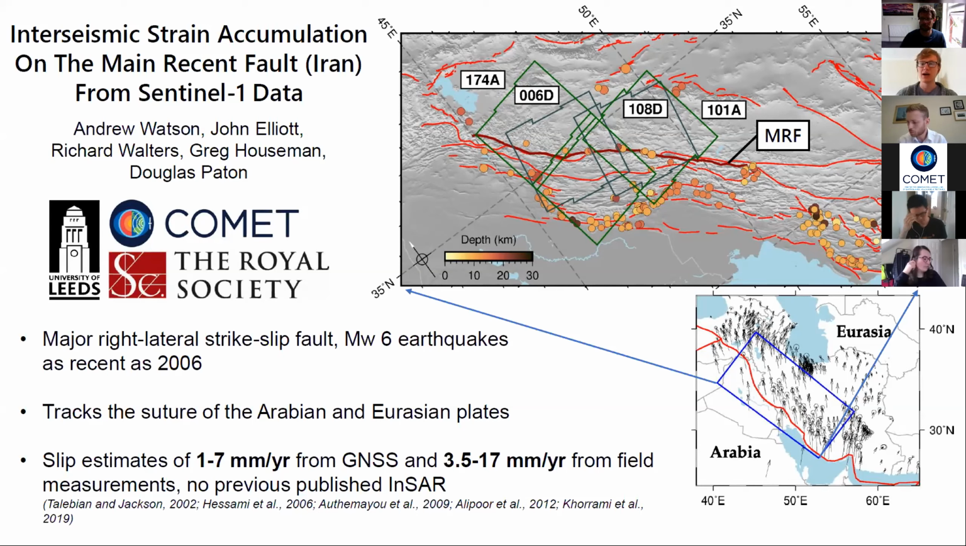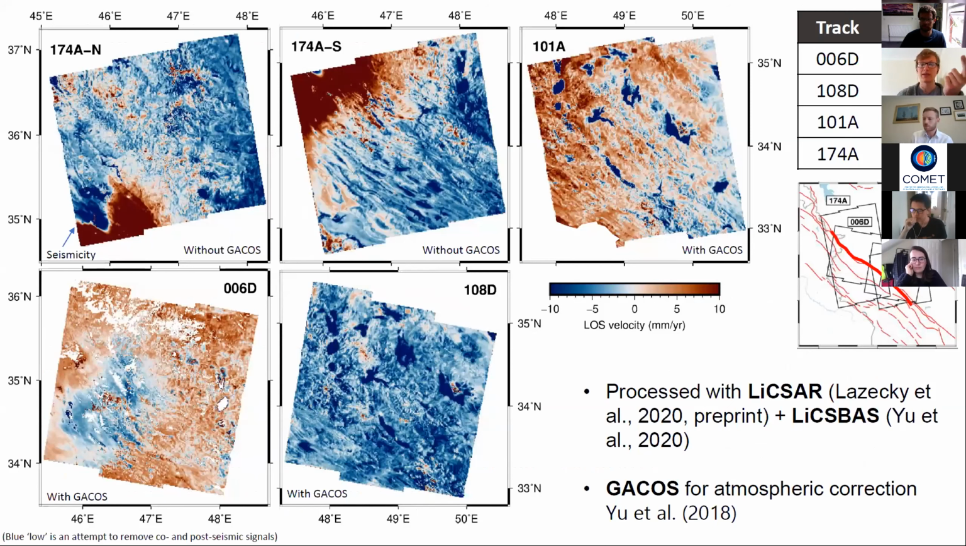So methodology-wise, using the LiCSAR system and LiCSBAS time series, so small baseline. We're doing atmospheric corrections with GACOS. I'm also experimenting with a few other things like trying to remove co- and post-seismic earthquake signals. So this is an attempt at getting rid of the magnitude 7.3 Sarpol Zahab earthquake in 2017, and also calculating the spatial correlation of our data, that we can then propagate through our decomposition.